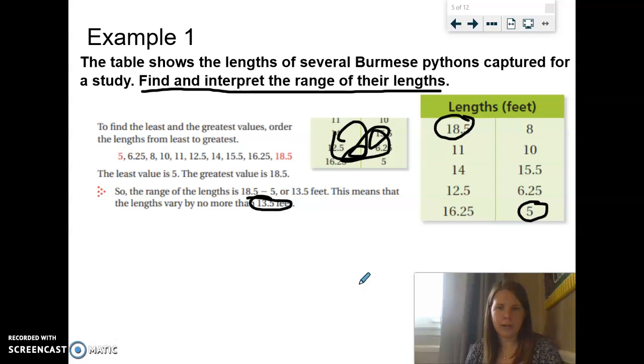And that's just range. Remember, if they're looking for the IQR, they're going to put IQR, they're going to put interquartile range.